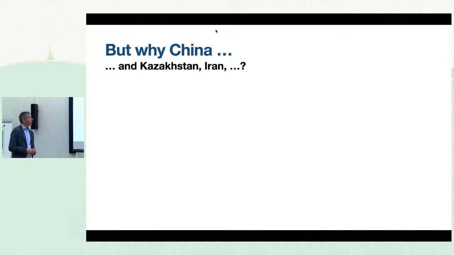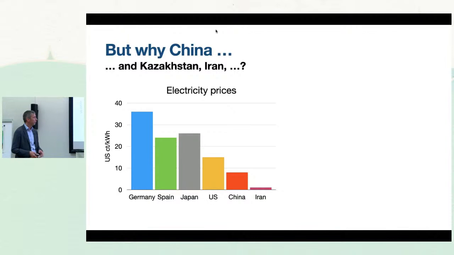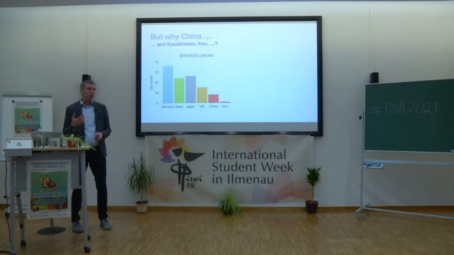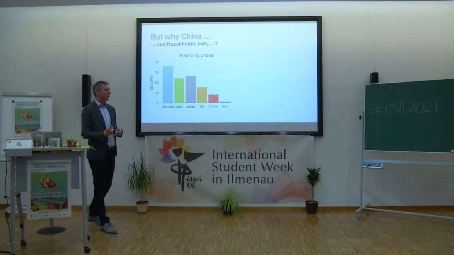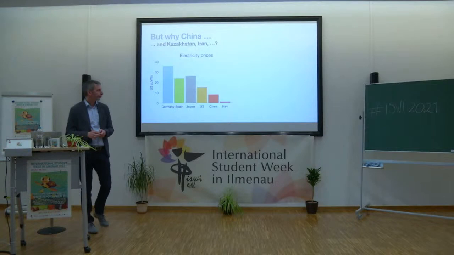And the reason is this one. These are the electricity prices per kilowatt hour in US cents. You see, Germany around 38. You look at the US, about 15. China is below 10, and Iran is around 1. And that's the main point. Because you need electricity for all this computation, and this electricity goes basically into the value of these Bitcoins, and that makes it cheap or expensive. So with the German electricity price, you have no chance to do it.